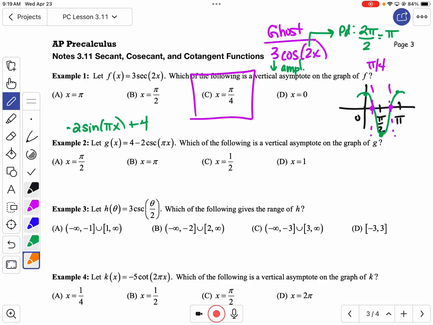What's the -2 going to change? The amplitude. And it's also going to do what to my roller coaster? It's going to flip it. So I'm going to go down and then up instead of up and then down. So amplitude, and we're going to flip it. Pi is going to change my period. So 2 pi divided by pi means it's actually what? 2. And then the plus 4 would tell me to go up 4. So that's what I'm going to do to my sine graph.